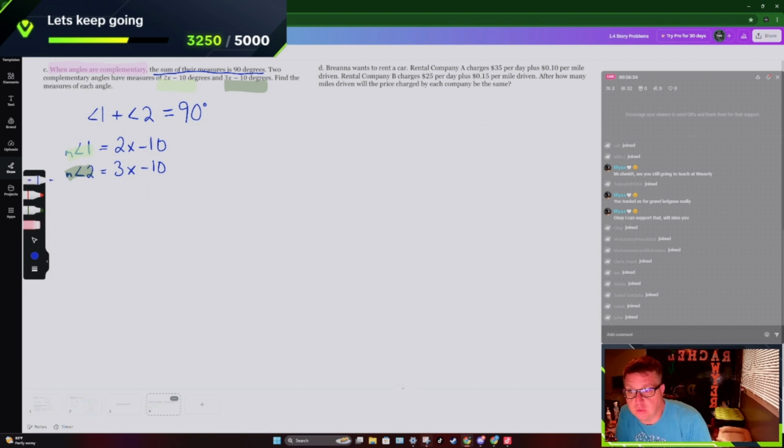So let's do some justification. We have the definition of complementary, because the definition of complementary means the two angles added together equal 90 degrees. Now, how do I know that the measure of angle 1 is 2x minus 10? How do I know that the measure of angle 2 is 3x minus 10? Is it always going to be that way? Is every single complementary problem going to have a 2x minus 10? Well, no, they could change that up at any time.